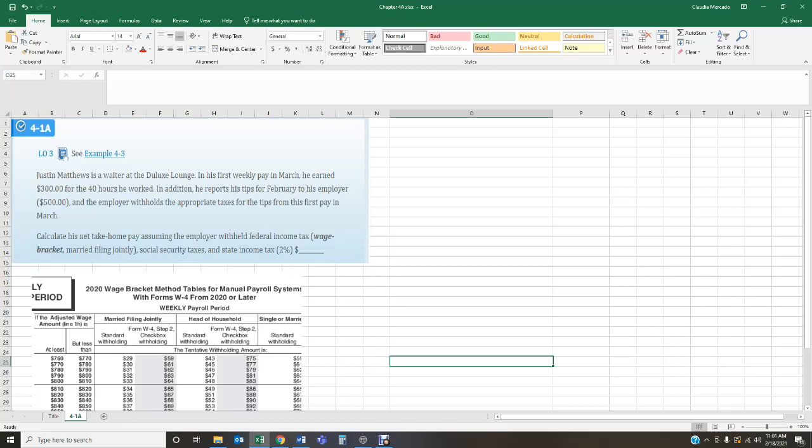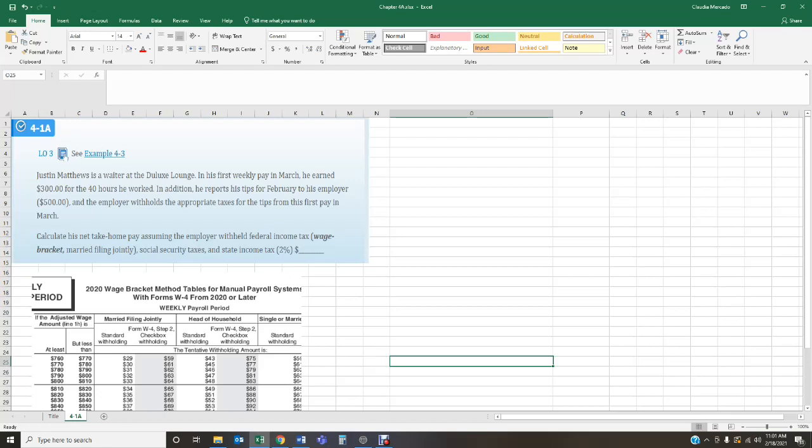In addition, he also reported tips for February to his employer of $500. So the employer is responsible for keeping a tally of their tips and then reporting it to their manager so the appropriate taxes can be levied on those tip earnings. And the employer withholds the appropriate taxes for the tips from his first pay in March. So the employee worked and earned $300.